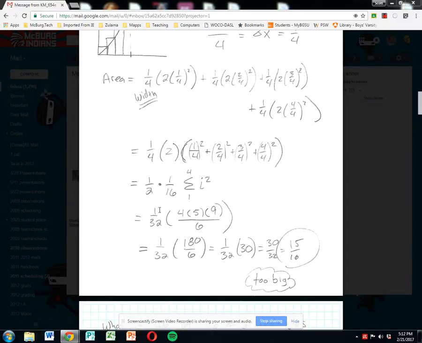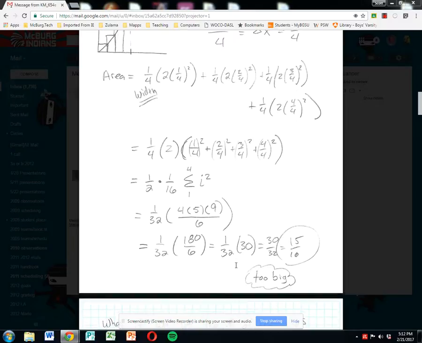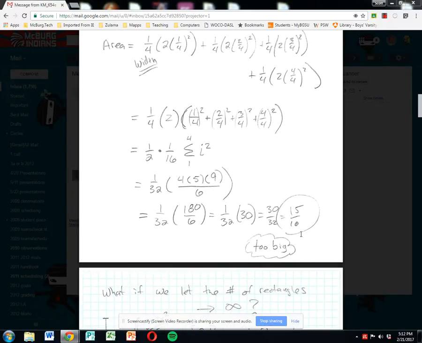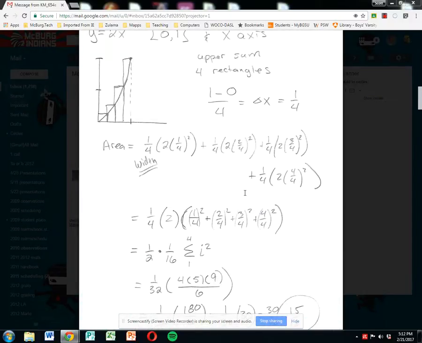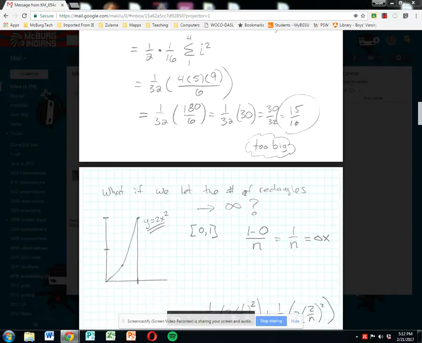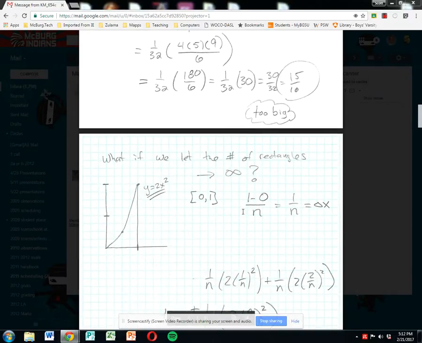I multiplied these two together, 1 over 32 times n times n plus 1 times 2n plus 1 all over 6. A little bit of simplification here winds up with 15/16 as our area. This is too big. We talked about the fact that these rectangles are all above, but it still is an approximation of area. All right, so if we wanted to make it an exact area, how would we do that?